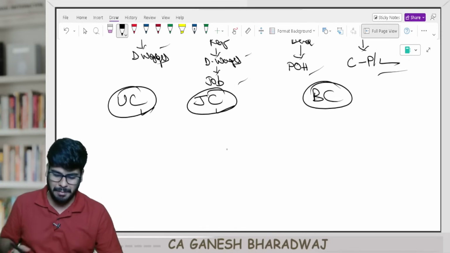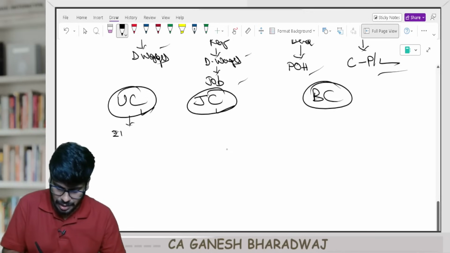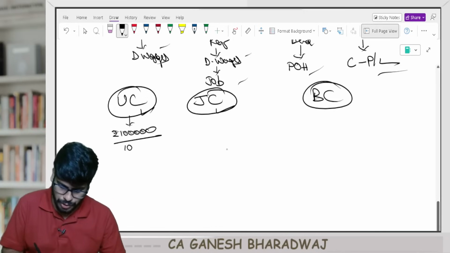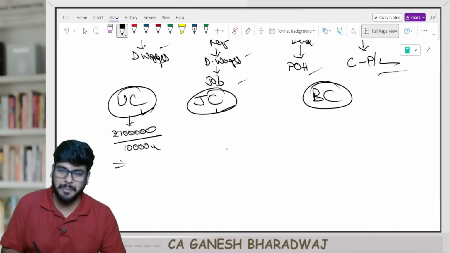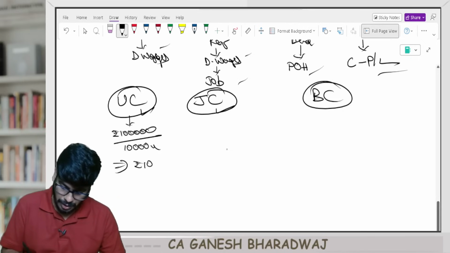For example, I'm a pen manufacturer, right? How do you arrive at the cost per pen? Let us say in a year, I incurred a total cost of 1 lakh rupees, right? And let us say I'm producing 10,000 units. So cost per pen is how much? 1 lakh by 10,000. It is going to be rupees 10 per unit, right?